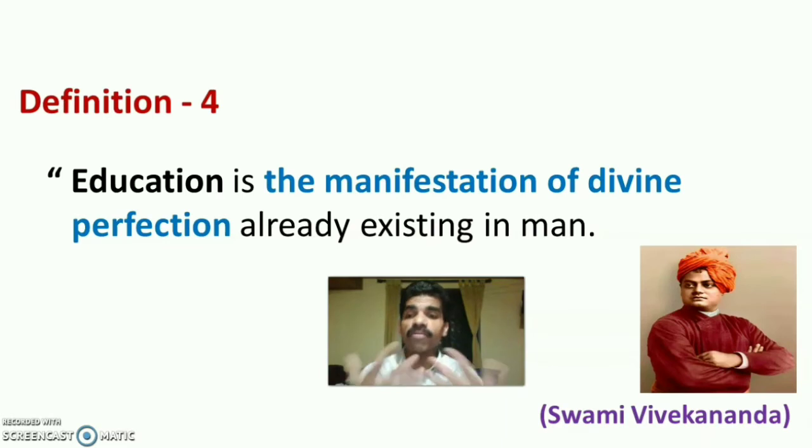That is a divine perfection, the hidden talents and capabilities that are already existing in a man. So according to Swami Vivekananda also, something is drawn out that already exists in a man. Education is the manifestation of the divine perfection that already exists in the man.